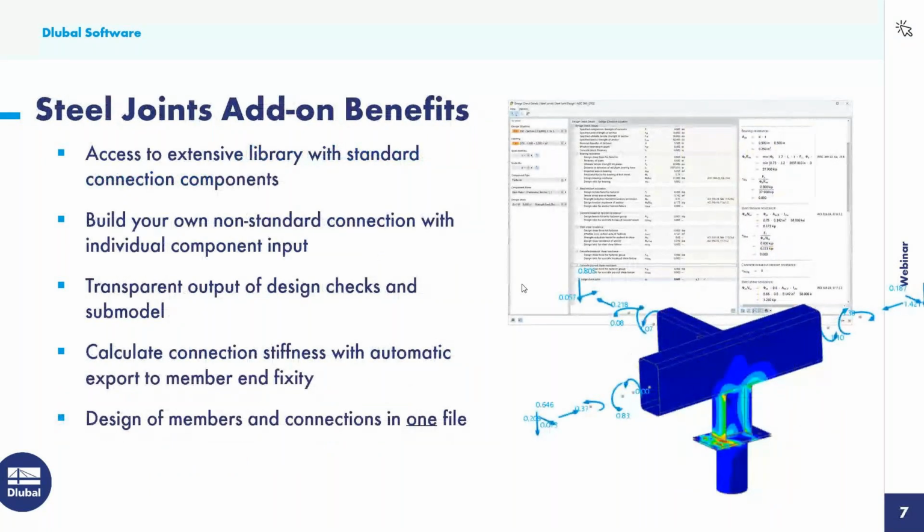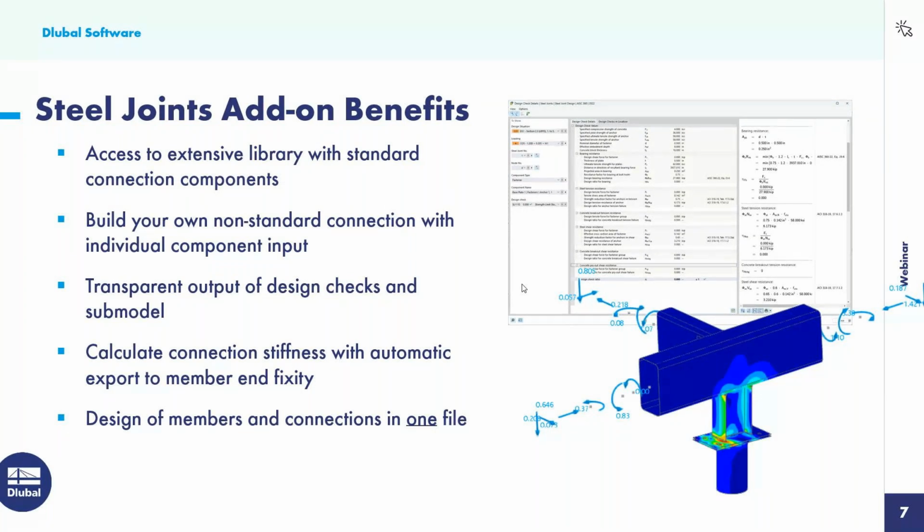So we might be wondering, what are the benefits of this particular add-on over other connection design programs? So within the RFEM 6 Líbilo Center, we have access to an extensive library with standard connection components. This means that if we do have a pretty basic connection, we can always go to our library and insert in these components automatically to apply to our model. But we can always build up our own non-standard connection type as well with individual components. We'll certainly see these two options in our examples today. We can save that then to our library for future RFEM use. We really pride ourselves in having a transparent output of our design checks.